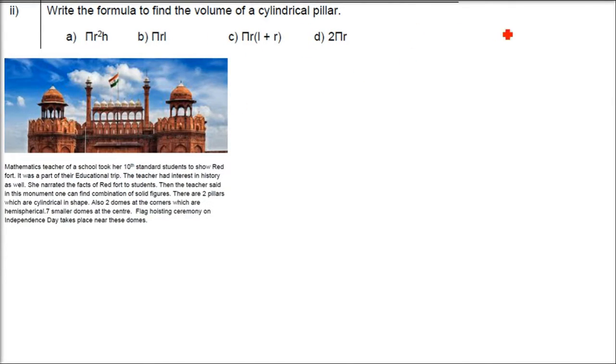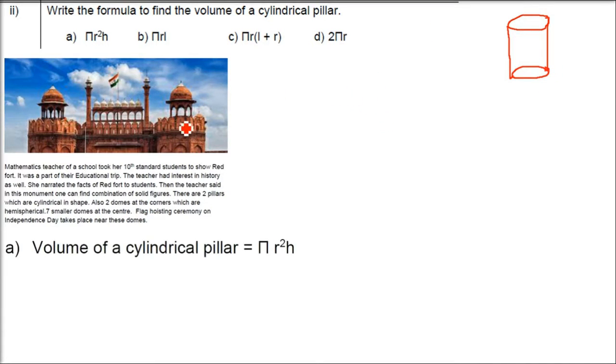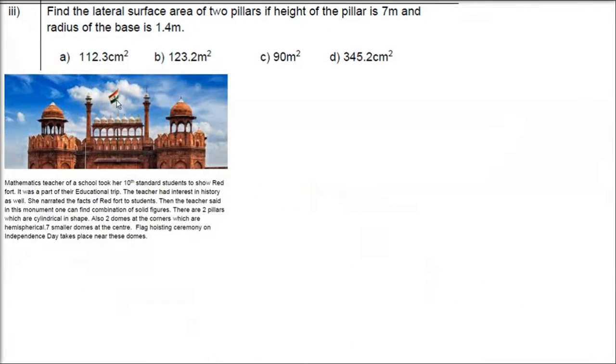Now write the formula to find the volume of a cylindrical pillar. So for a cylindrical pillar, we know the formula of volume. Cylinder is like this. This is the shape, and the volume is pi r square h. Pi r square is the circle which you see on top and bottom, and then the height. If you multiply it, it will be the volume. Find the lateral surface area of 2 pillars if the height of the pillar is 7 meter and the radius of the base is 1.4 meter.